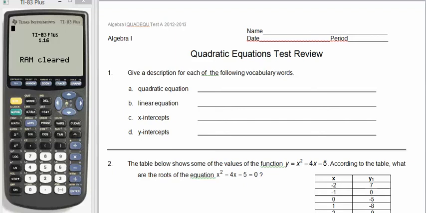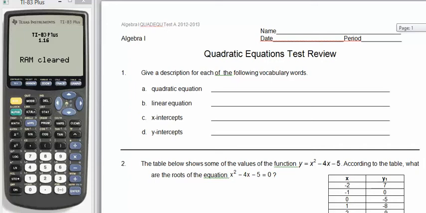Alright, this is the video for pages 1 and 2 of the quadratic equations test review, which is Unit 8. For the vocabulary words, I'm just going to let you look those up. I will say quadratic equations, one that has an x squared in it. Linear equation has an x. X-intercept is where it crosses the x-axis, and y-intercept crosses the y-axis. If you can get that from what I just said, you can write it down. Otherwise, you can look it up on Google.